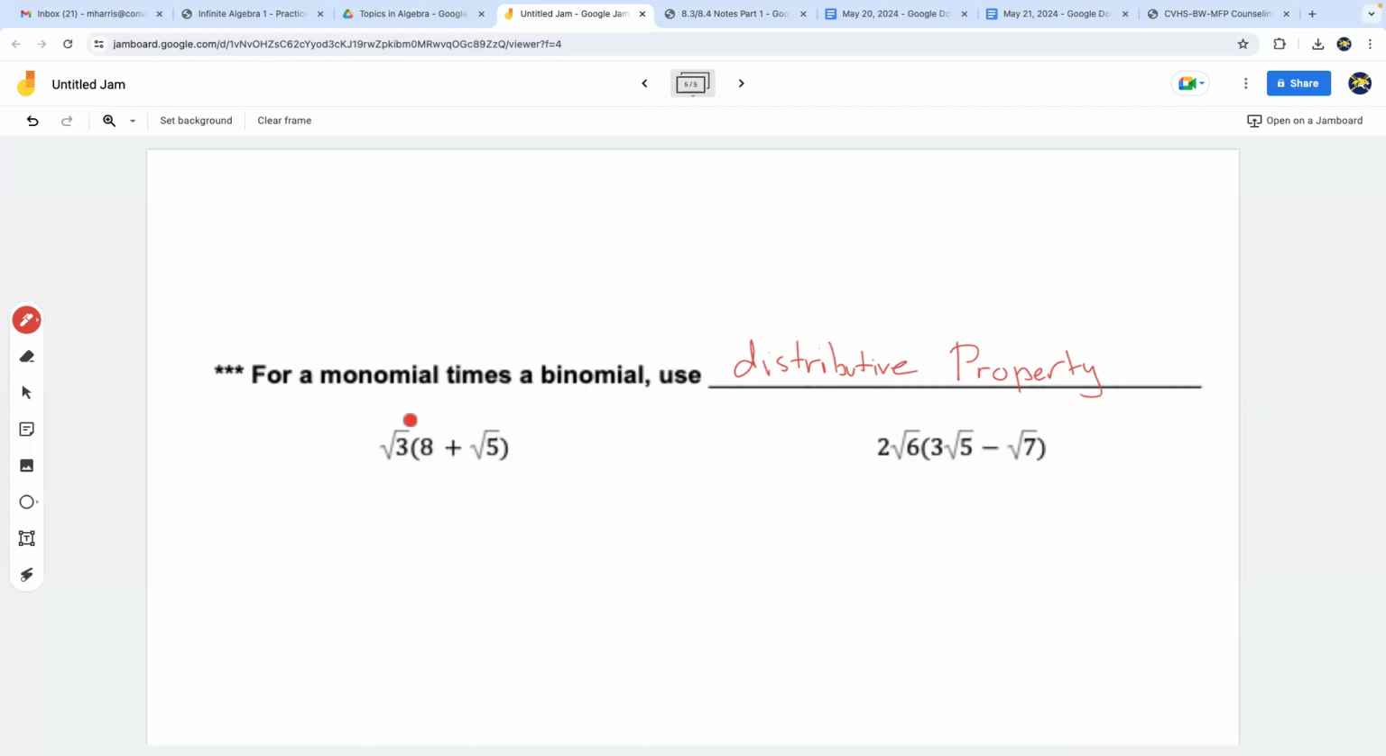All right, so let's look here. So here I have a monomial, root 3, and I need to multiply it by this binomial, 8 and root 5. So I'm going to use my distributive property. I'm going to draw my rainbow. Love drawing my rainbows. So I have root 3 times 8.